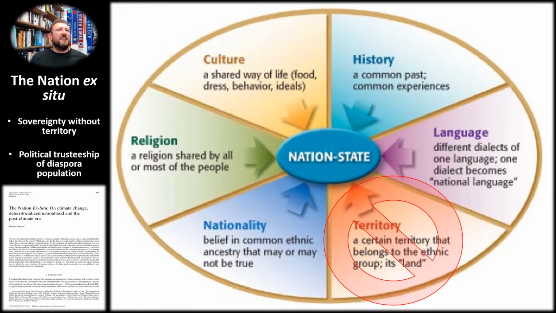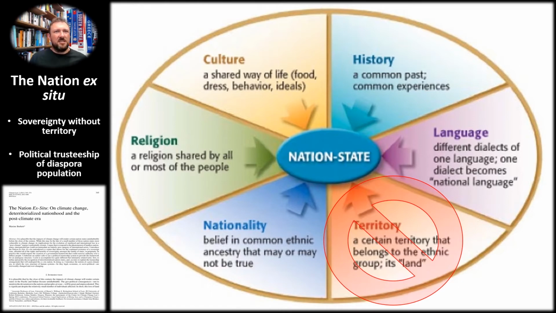The nation ex situ is a proposal to reconcile the existential threat of sea level rise to small island states with the inadequacies of the regimes of international law that are pertinent to refugees and state sovereignty. So to respond to the phenomenon of landless nation states, international law could accommodate an entirely new category of international actors, which Maxine Burkett, who came up with this theory, calls the nation ex situ.